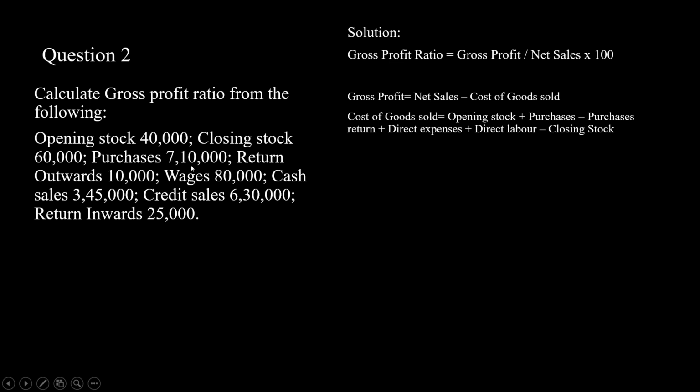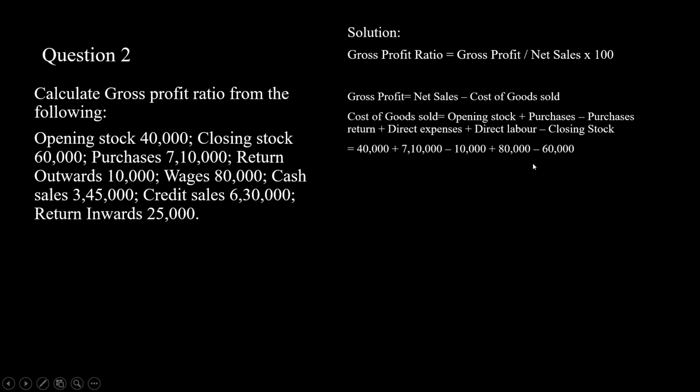Plus direct labor. Direct labor, is it given in the question? Direct labor will be related with your wages, so wages is there in the question. So we have to add this also and minus the closing stock. So closing stock is given as 60,000 rupees. So when we put in this value, see here 40,000 rupees, 7,10,000, that is purchases, minus the return outwards, that is purchase return 10,000, plus the direct labor. Since direct expenses is not there, direct labor is how much?